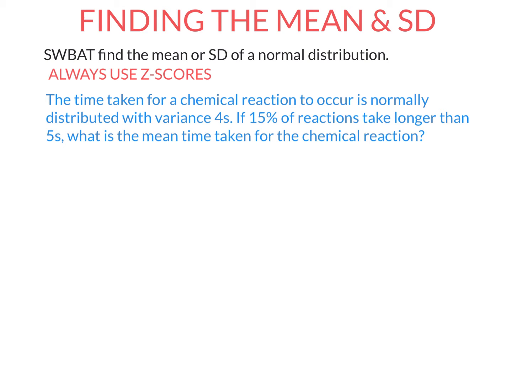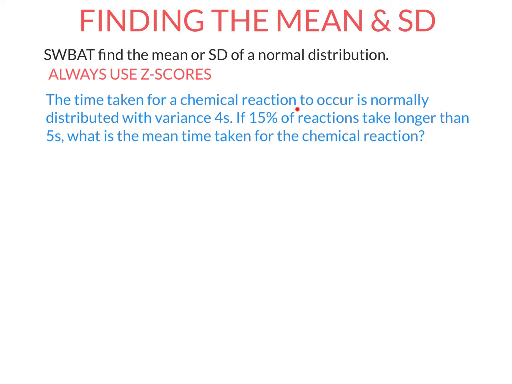Thank you so much for tuning into this video, in which we will look at using information to find the mean or standard deviation of a normal distribution. When doing questions like this, you always use z-scores. Let's illustrate how to do this through an example.